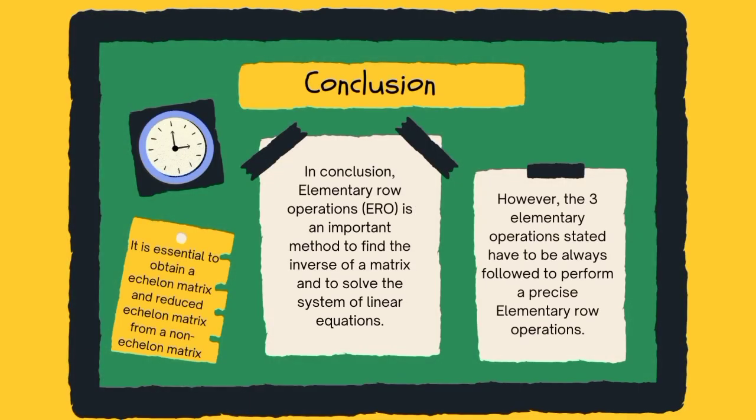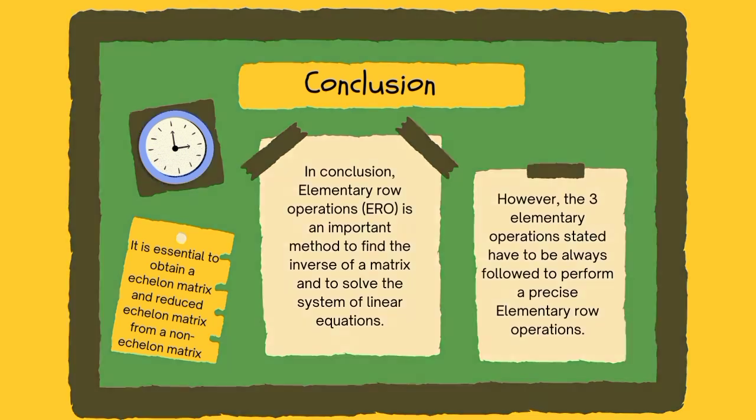Conclusion. In conclusion, elementary row operations is an important method to find the inverse of a matrix and to solve systems of linear equations. It is essential to obtain an echelon matrix and reduced echelon matrix from a non-echelon matrix. However, the 3 elementary operations stated have to be always followed to perform precise elementary row operations.